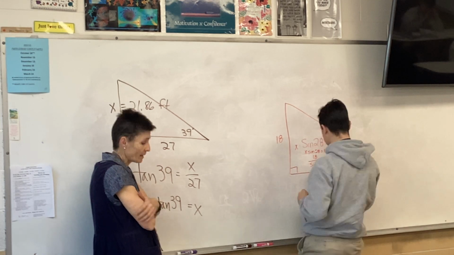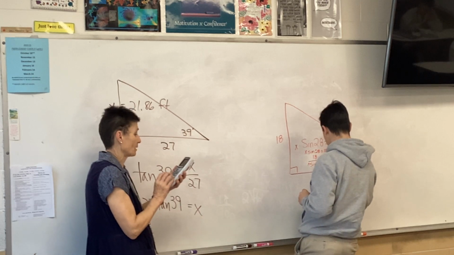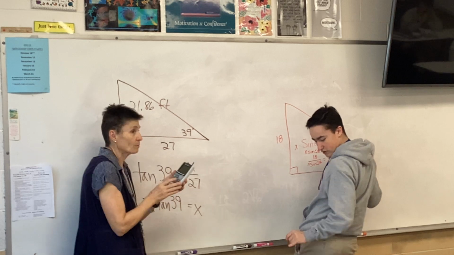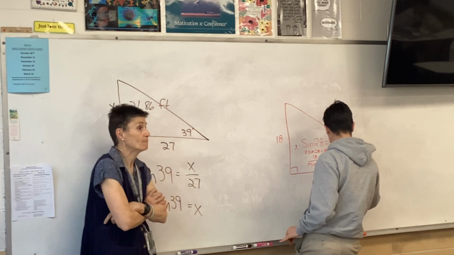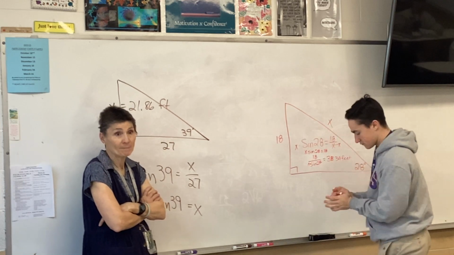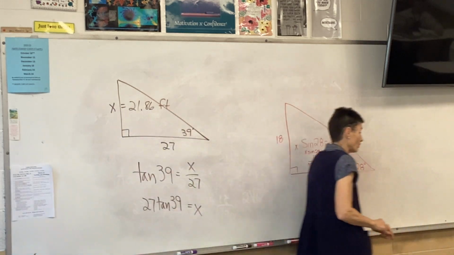What did that equal? He got 38.34. 38.34 feet. Do you feel okay about that problem? Yep. All right, we have one more to do, and that would be in the 4A homework.